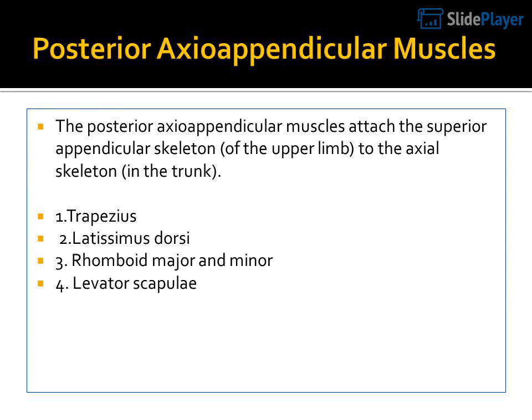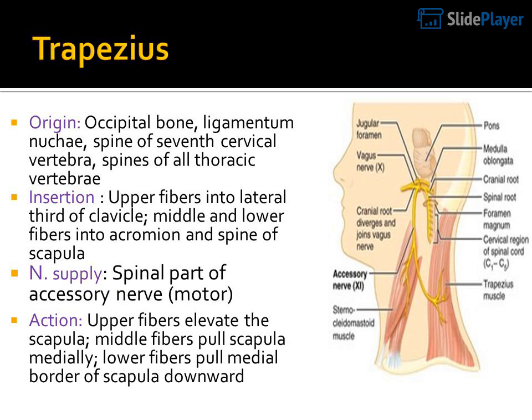4. Levator scapulae. Trapezius. Nerve supply: spinal part of accessory nerve, motor. Origin: occipital bone, ligamentum nuchae, spine of 7th cervical vertebra, spines of all thoracic vertebrae. Insertion: upper fibers into lateral third of clavicle, middle and lower fibers into acromion and spine of scapula.